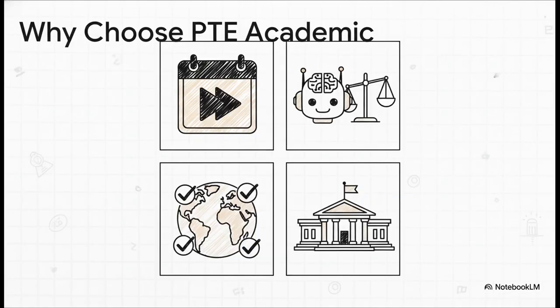So why are so many students choosing PTE? Well, for one, the results are incredibly fast. We're talking usually within just 2 days. And because an AI does all the grading, it's completely fair. There's no human bias. The standards are the same no matter where you take the test in the world. And it's accepted by thousands of universities. Yep, even places like Harvard and Yale. And by governments like Australia and New Zealand for visas.